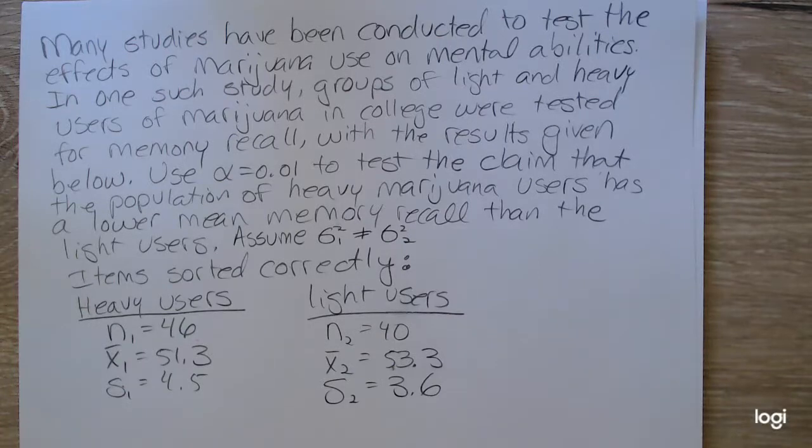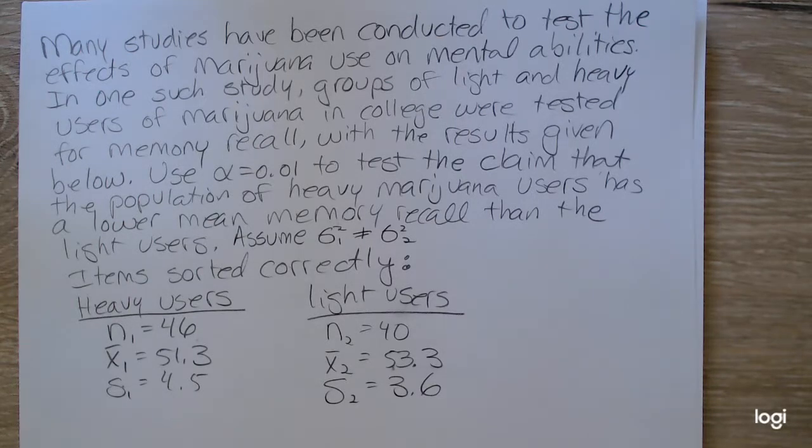This is an example of a two-sample t-test, which is a hypothesis test between two population means for independent samples when the standard deviations are unknown. The population standard deviations are unknown. And in this example, we're assuming that the population variances are unequal.